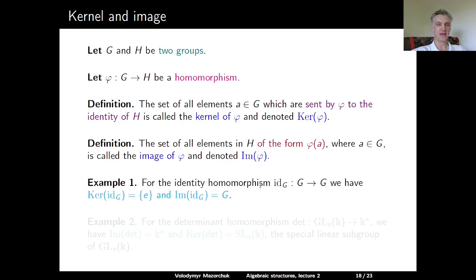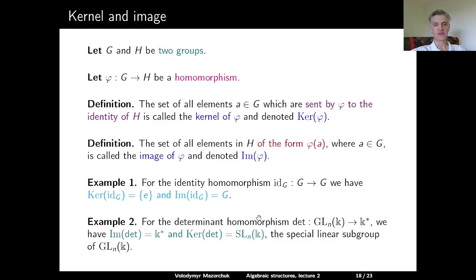For example, if we take the identity homomorphism on G, then the kernel of this homomorphism is just the identity element, and the image is the whole group G. Example 2: if we consider the determinant homomorphism from GL_n(k) to k star, then the image is the whole k star, because for any element in k star there is an invertible matrix with that determinant. And the kernel is exactly the subgroup SL_n(k) of GL_n(k), that's the special linear group. This is the group of all matrices of determinant 1.